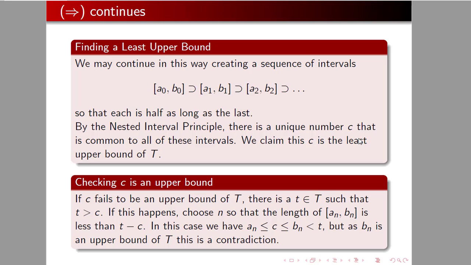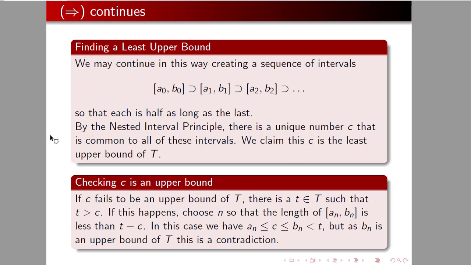So we've got things set up so that we can continue in this way and get a sequence of intervals. Each one is half as long as the last. Each one contains a point of T, and each one's upper endpoint is an upper bound for T. By the nested interval principle, there is a unique number c that is common to all of these intervals. We claim c is the least upper bound of T.